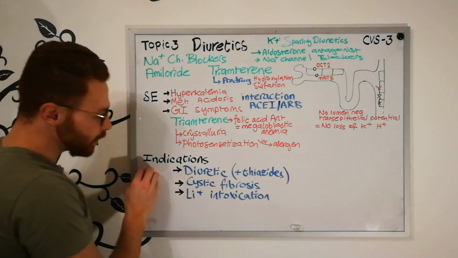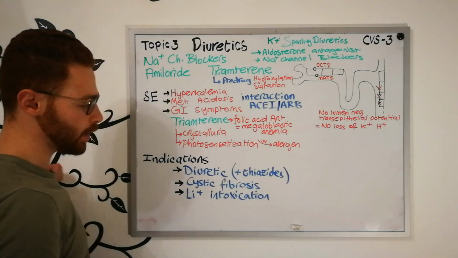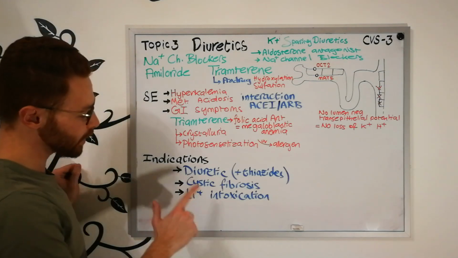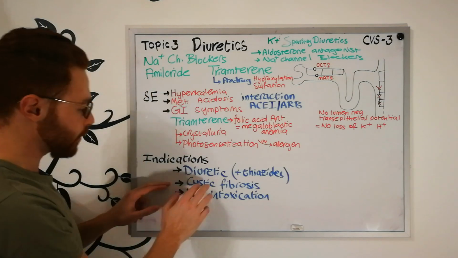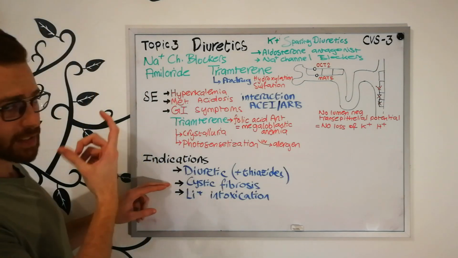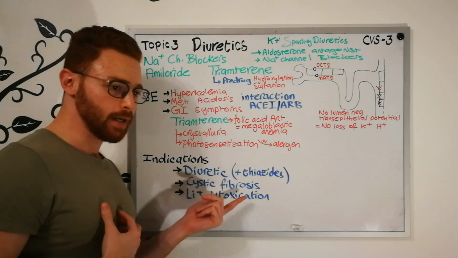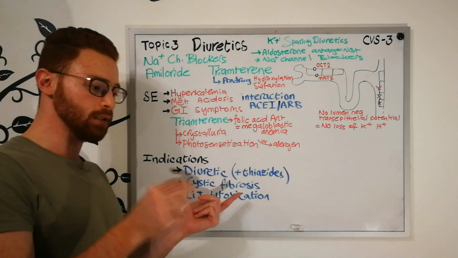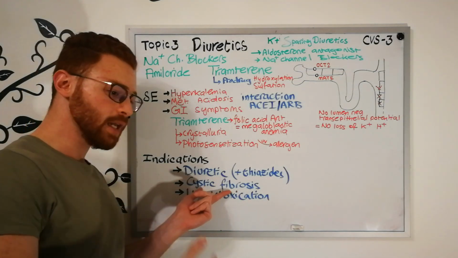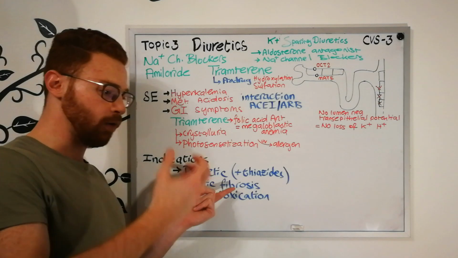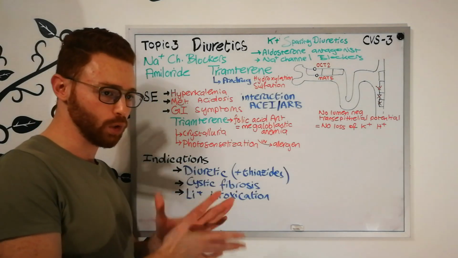Now, the indications of these drugs as a diuretic: they can be used in combination with the thiazides. The second one is cystic fibrosis. If we were using the amiloride for cystic fibrosis, we would use it as an inhaled form, and basically when it gets inside, it is going to block the sodium channels that are present in the epithelia of the bronchi, and the sodium is going to accumulate in the mucus of the bronchi, and this means that the water is going to accumulate in the mucus as well.